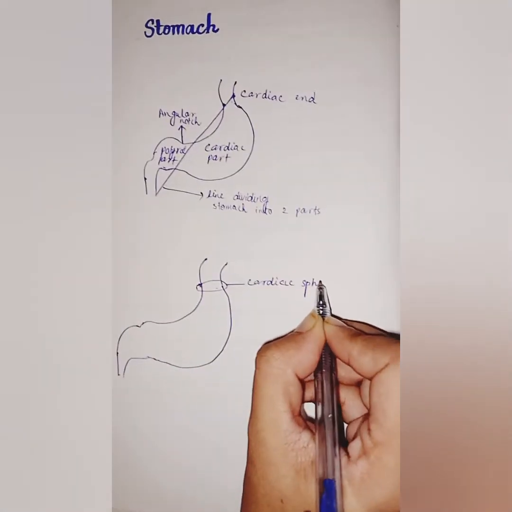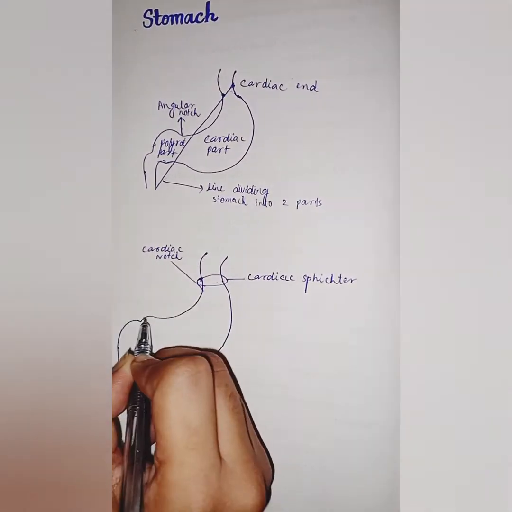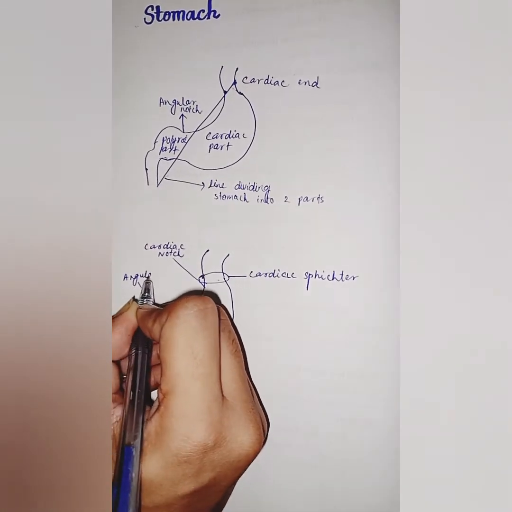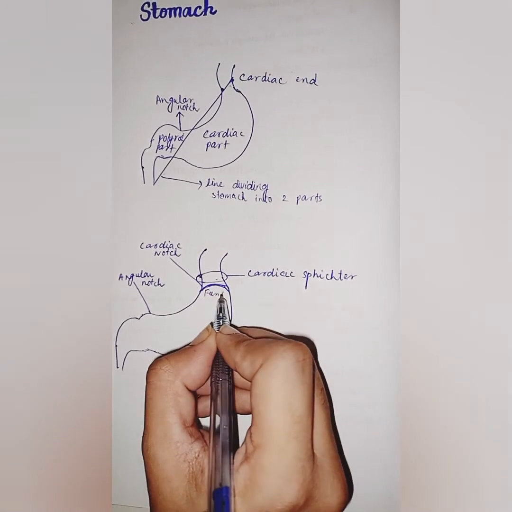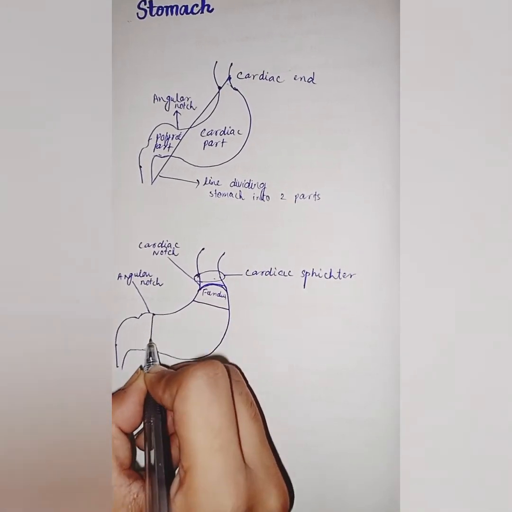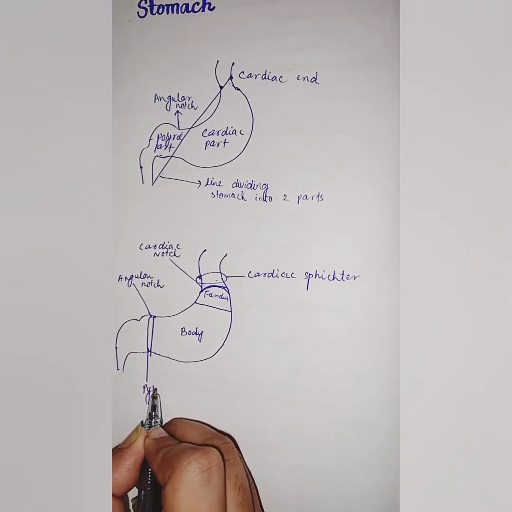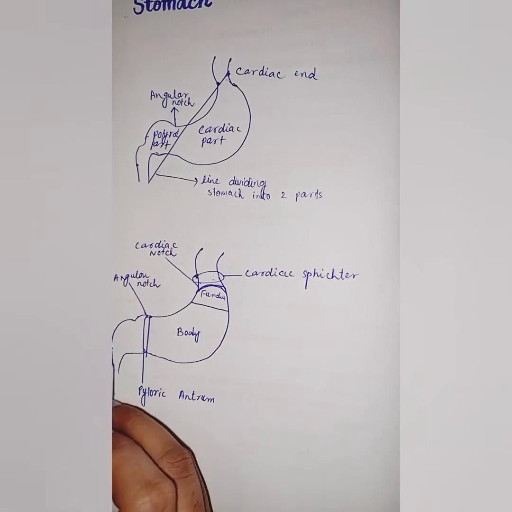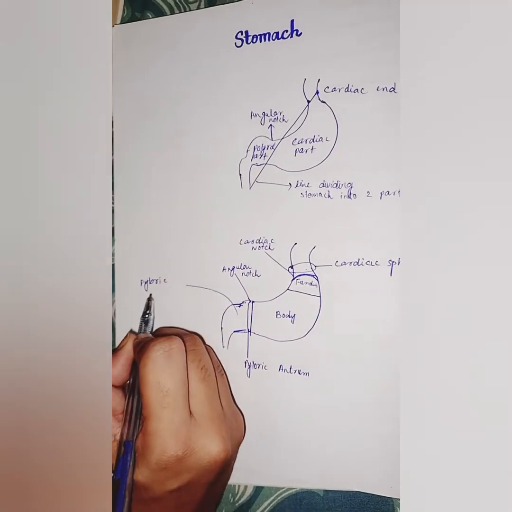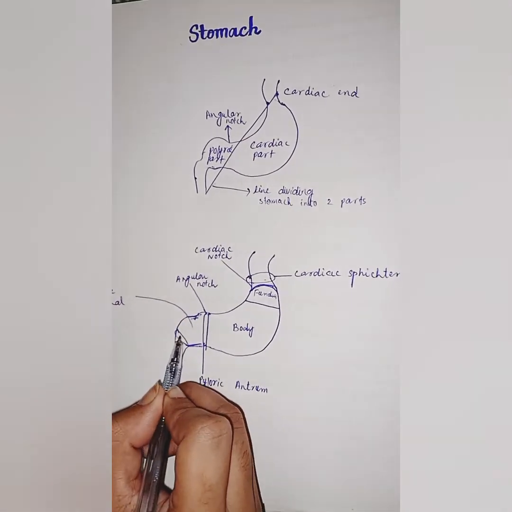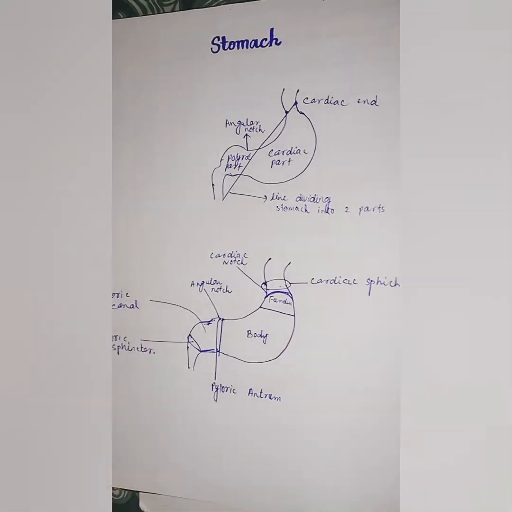Then we will see the further subdivisions of the cardiac part and the pyloric part. We have seen the cardiac notch and the angular notch. At the cardiac notch we have the cardiac sphincter, then below it we have the fundus of the stomach, then below the fundus we have the body of the stomach. Then the body is separated from the pyloric part by the pyloric antrum, which is actually a doorway to the pyloric canal. Pyloric canal is actually a longitudinal structure about 5 to 7 centimeter long. Then the pyloric canal ends in the pyloric sphincter.